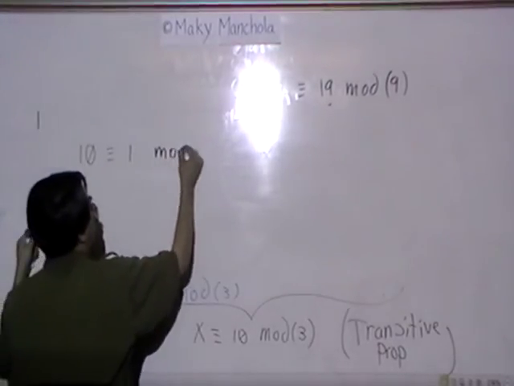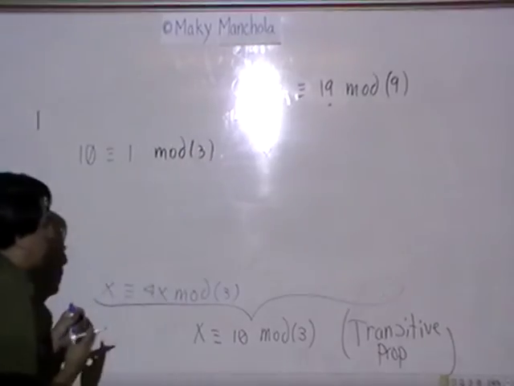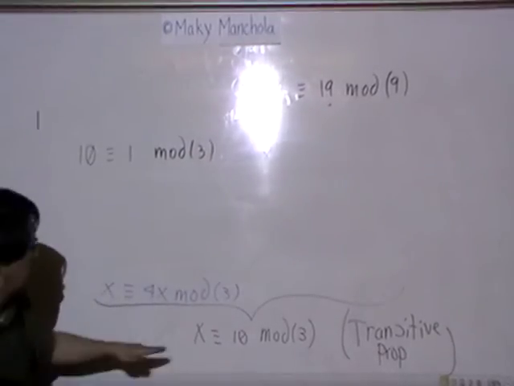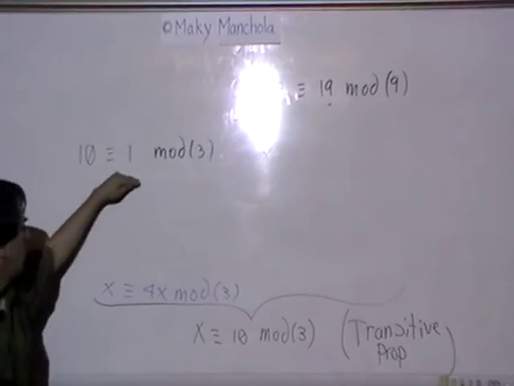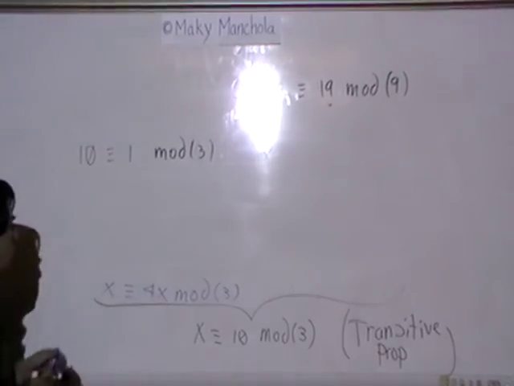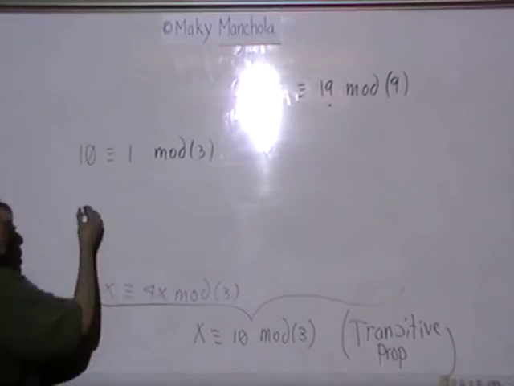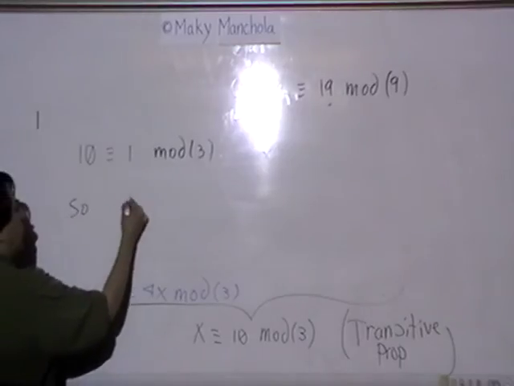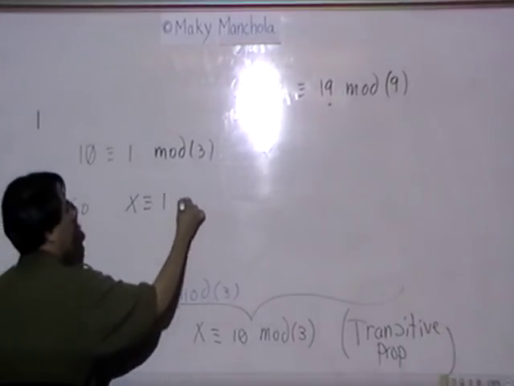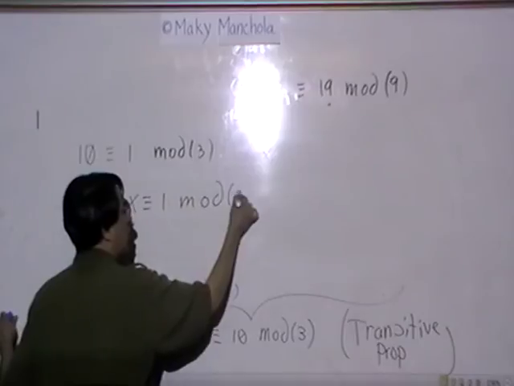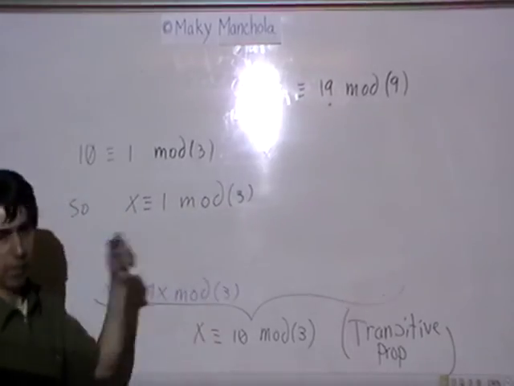Reduces to 1 mod 3. So x is congruent to 10 and 10 is congruent to 1, then x is congruent to 1, again by the transitive property. So x is congruent to 1 mod 3. Okay, so we're done. This was our goal. Isolate x, we have it.